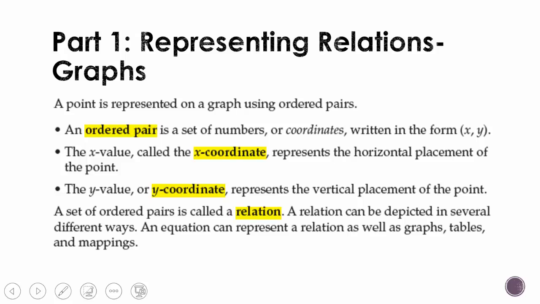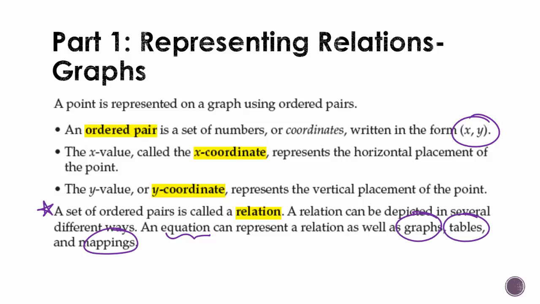So a point is always represented by ordered pairs. Remember, we call these coordinates also, and they're always in this form, x comma y. The x value is called the x coordinate, the y value is called the y coordinate, and then this is the part that we need for this lesson. A set of ordered pairs is always called a relation, and it's called that because x and y have a relationship. So our relations can be depicted in several different ways. We're going to wait on equations until later in this class, so we're going to do graphs, tables, and mappings today.